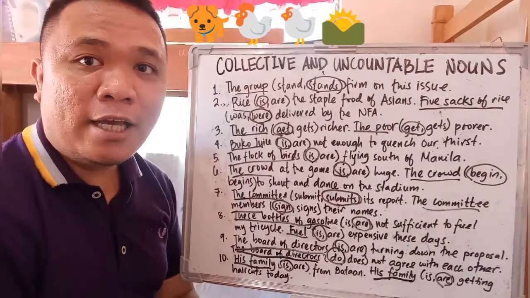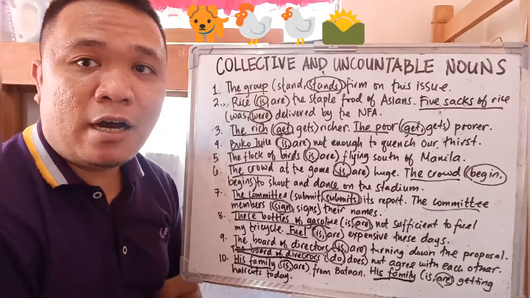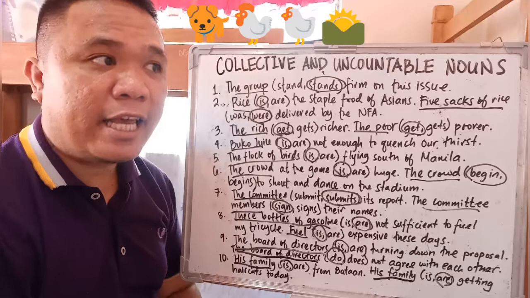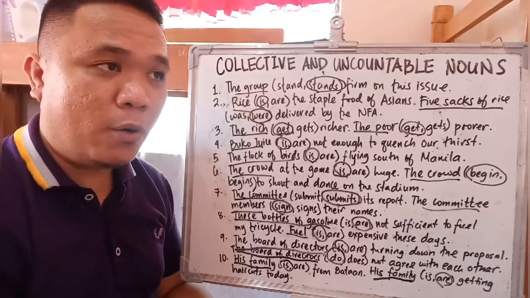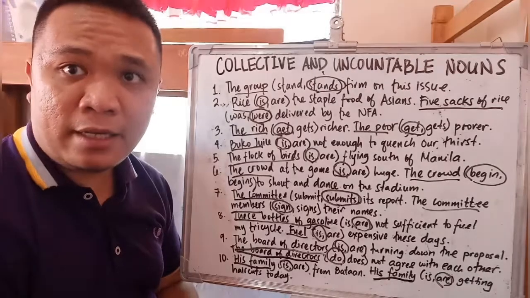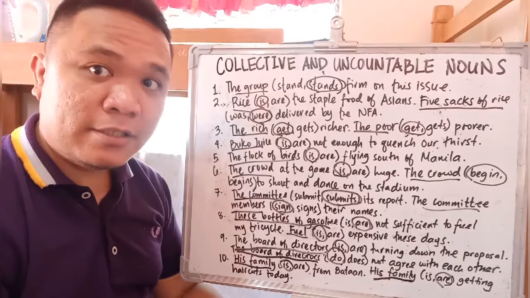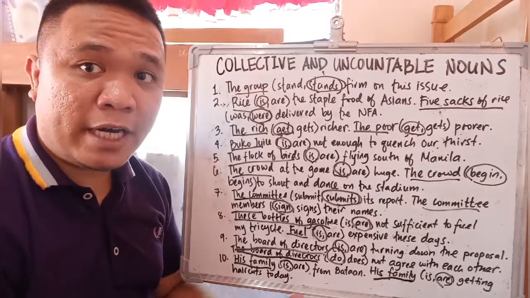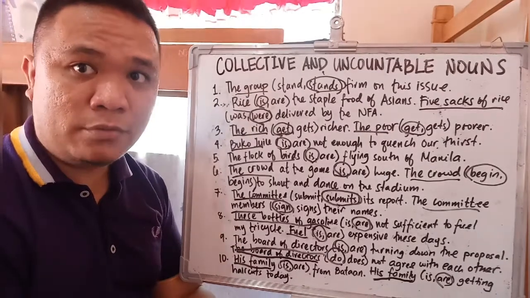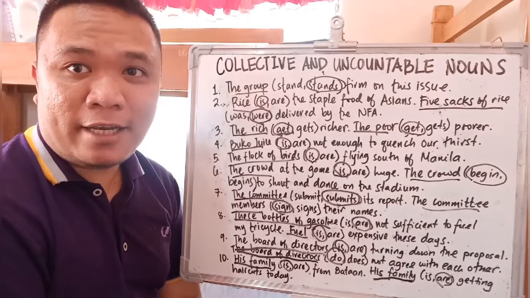So in conclusion, collective and uncountable nouns are actually nouns that can be a group, working as a unit, singular, or working differently, plural. And an uncountable noun without the units is considered as singular. But once they are already more than one, that becomes a plural.